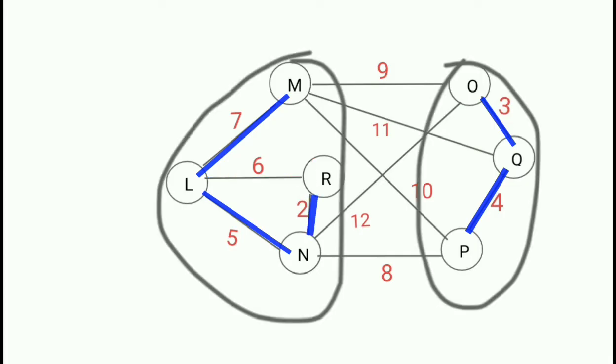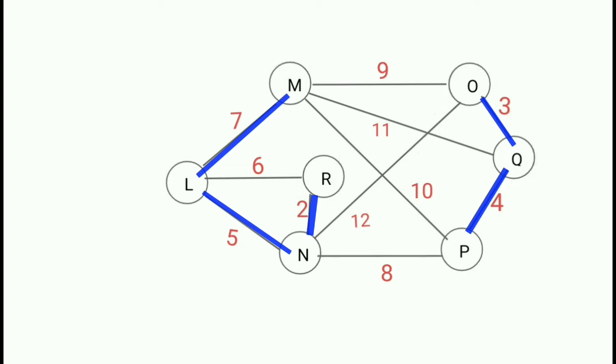As you can see, there are 2 components, from left to right, and they have not yet been connected. In order to connect them, we take a look at their possible edges and we need to choose the cheapest edge that goes to another component. The possible edges are 9, 11, 10, 12, and 8. So obviously 8 is the cheapest edge. So they are now connected.